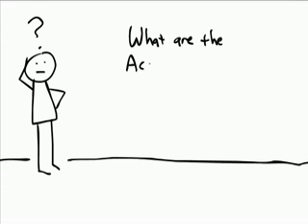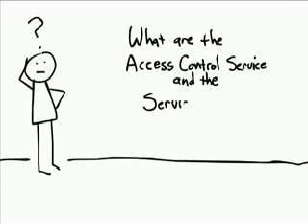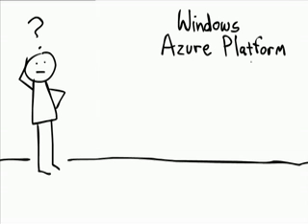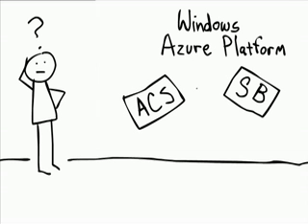In this video, we'll talk about what are the Access Control Service and the Service Bus. The Access Control Service and the Service Bus are web-based services that are part of the Windows Azure platform and allow you to easily connect applications in the cloud.